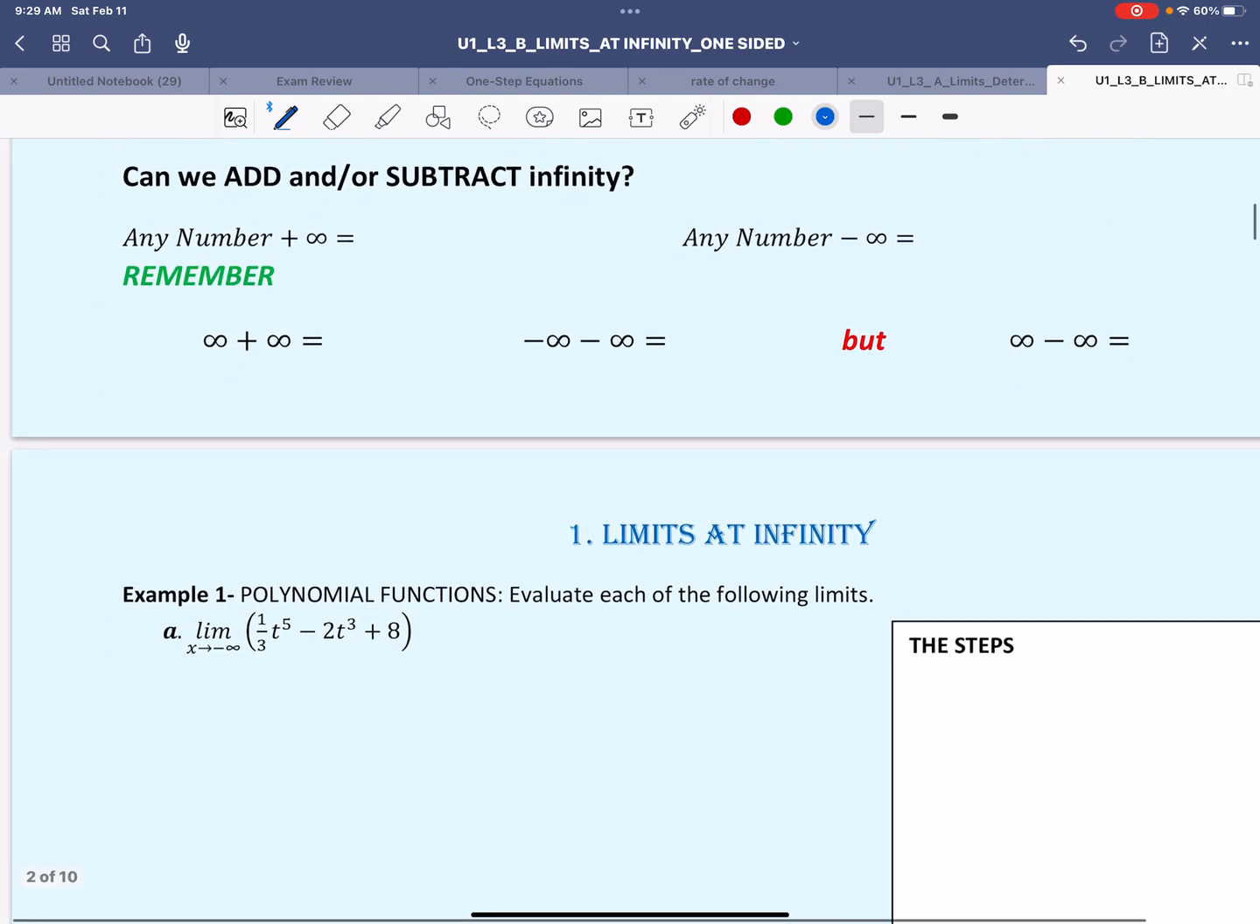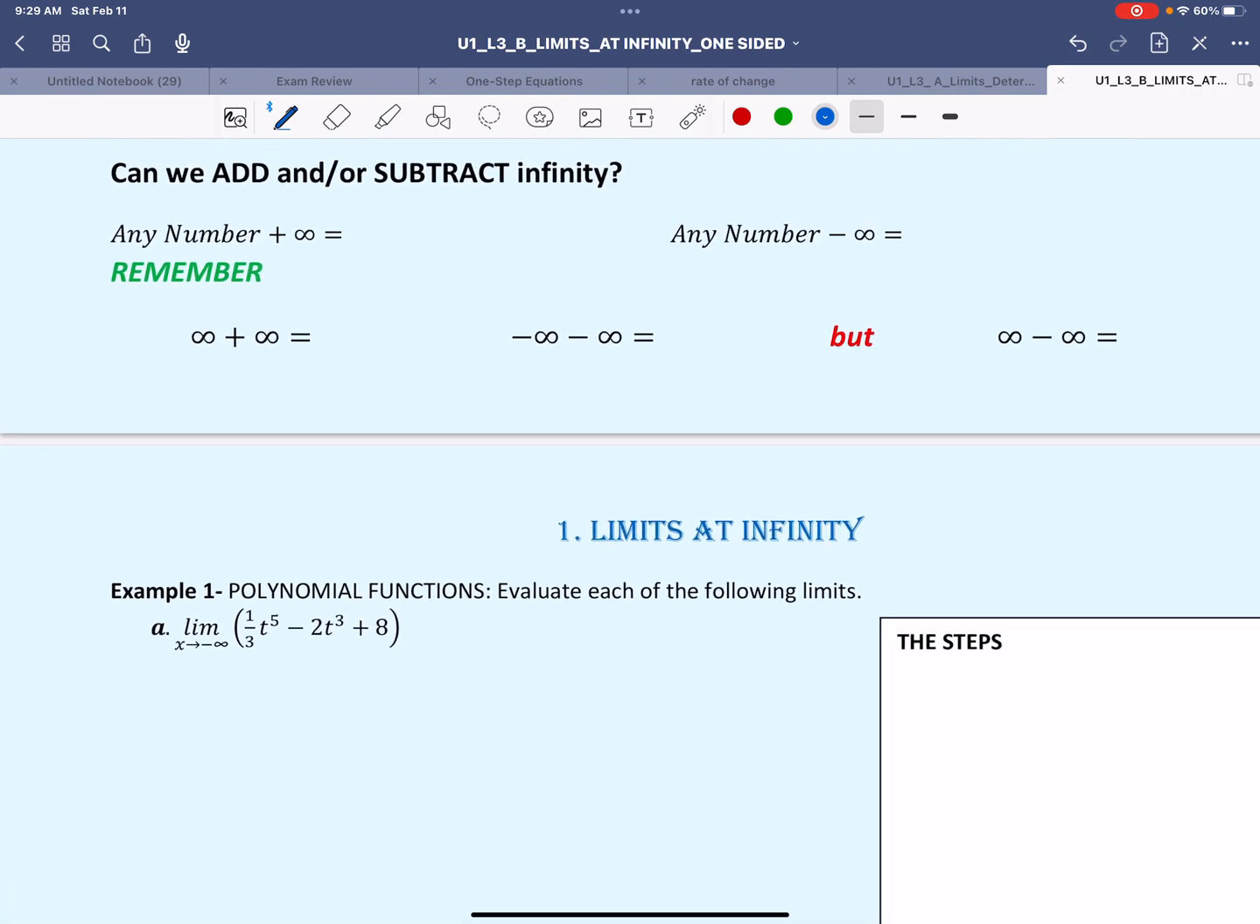So now let's move on to our next question. Can we add or subtract infinity? Well, let's talk about numbers first. Infinity plus a number is still infinity, still a very large quantity. Any number, take away infinity, that's still infinity, but negative. Now, however, if we try to add or subtract infinities, the story will change.